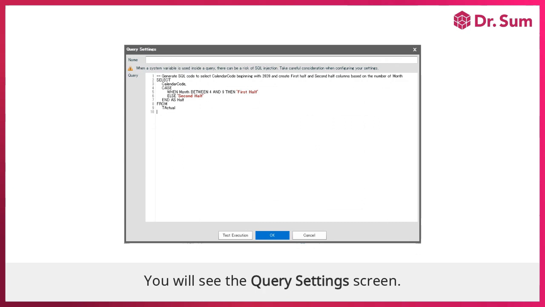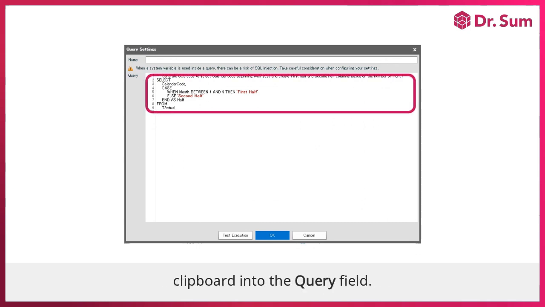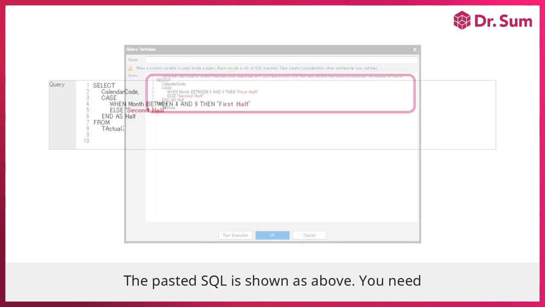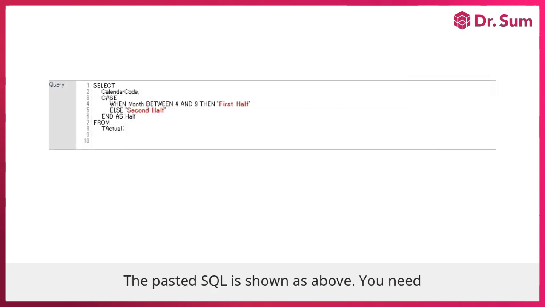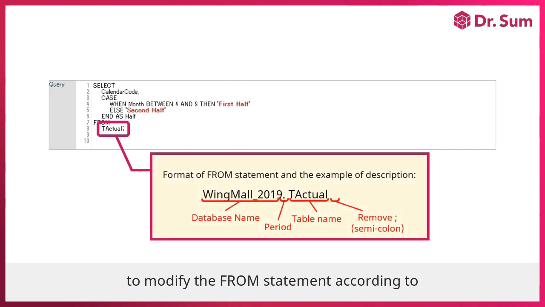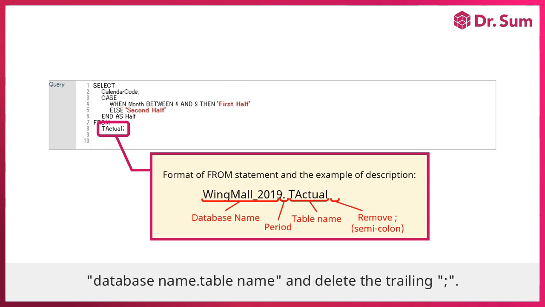You will see the Query Settings screen. Paste the SQL you just copied to the clipboard into the query field. The pasted SQL is shown as above. You need to modify the From statement according to Motion Board's custom view format. As you see in the screen above, replace table name semicolon with database name.Table name and delete the trailing semicolon.